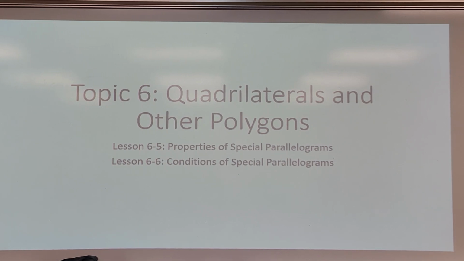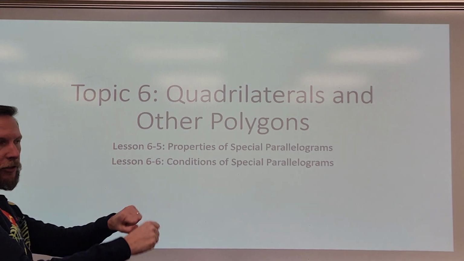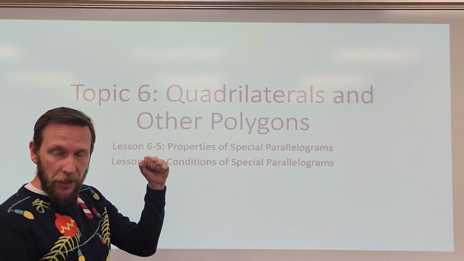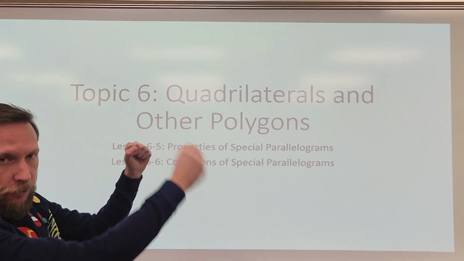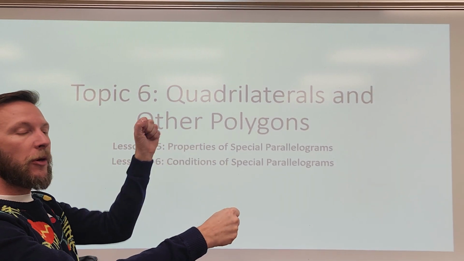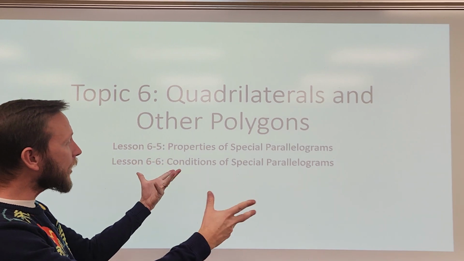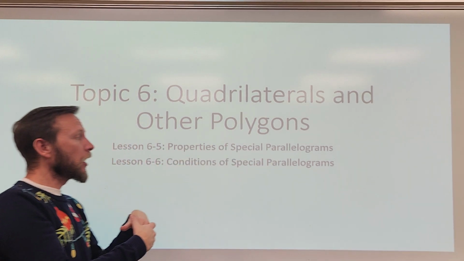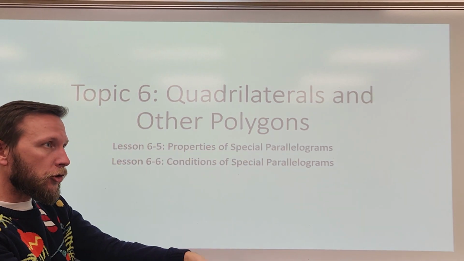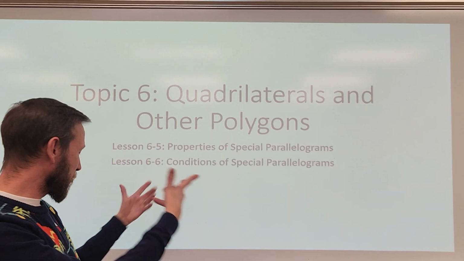Our last lesson is a combination of both lessons 5 and 6, which is going to be very similar to how lessons 3 and 4 worked. In lesson 3, we had these properties of parallelograms, and then in lesson 4, we said, okay, if we have these conditions, does that mean that we have the parallelogram? And here, we're going to learn about special parallelograms, and then we're going to say, if these things are true, does that mean that our parallelogram is one of these special parallelograms?